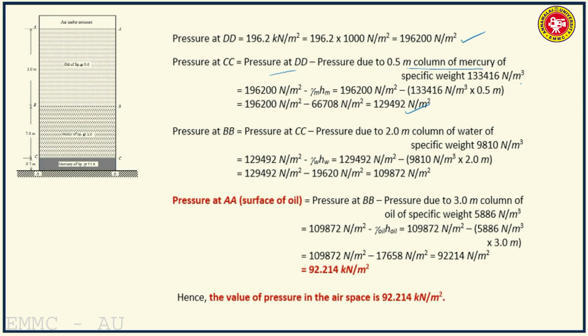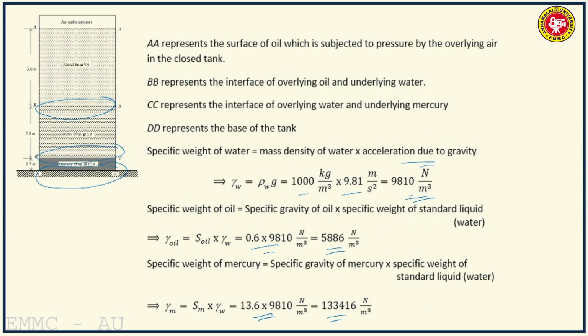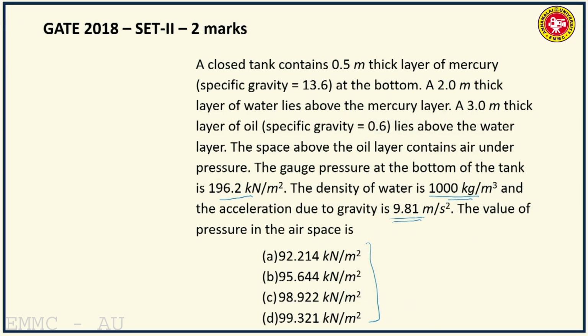Pressure at BB will be pressure at C minus pressure due to 2 meter column of water, you get this much. Then pressure at A, that is surface of oil, which is under pressure due to the air overlying it. So pressure at BB minus pressure due to 3 meter column of oil and specific weight, this much. So you get 92.214 kilonewton per meter square is the pressure in the air space. That is the air pressure exerted at the surface of oil in the tank. So the correct option is this one, A.